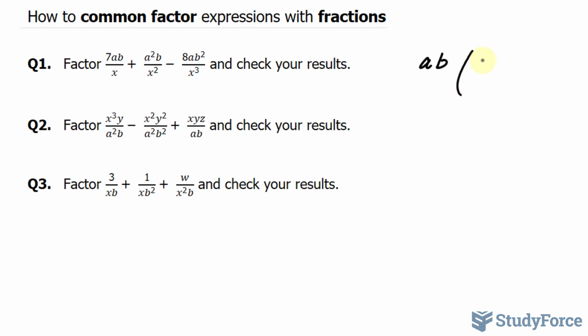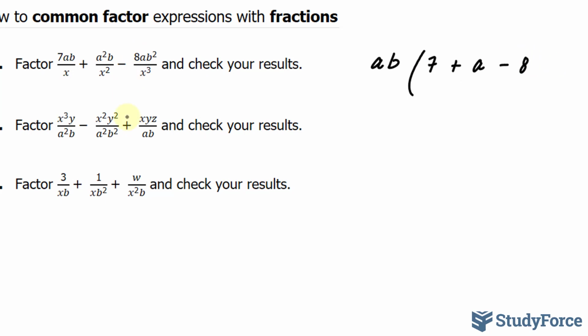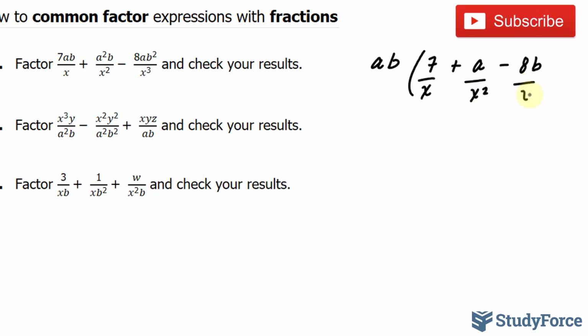This leaves us with 7ab has been removed. Technically, we've divided out ab: plus a, this b has been removed, minus 8, a has been taken out, b. This is over x, this is over x squared, and this is over x to the power of 3.